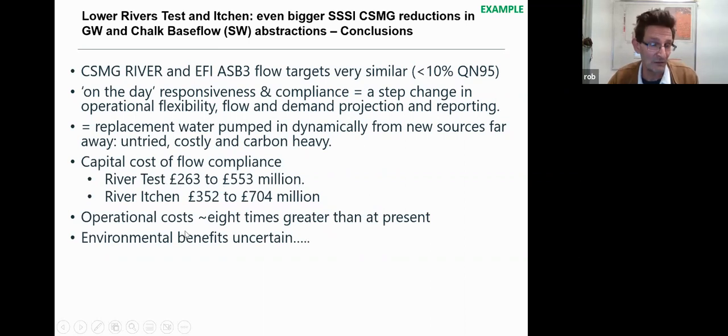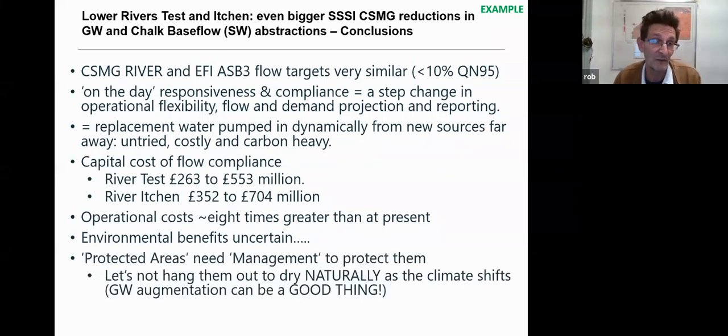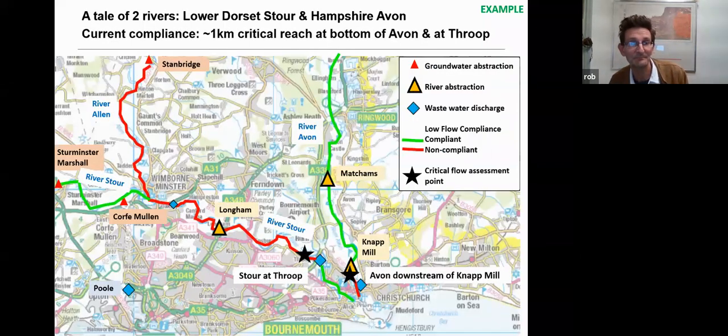And the operational costs of having to supply the water from effluent recycling are also much greater, and the environmental benefits remain uncertain. And I think there's also something to be said about the fact that protected areas do actually need management to protect them. So without that groundwater augmentation scheme, there is a risk that you're hanging the River Itchen out to dry naturally in the face of climate change.